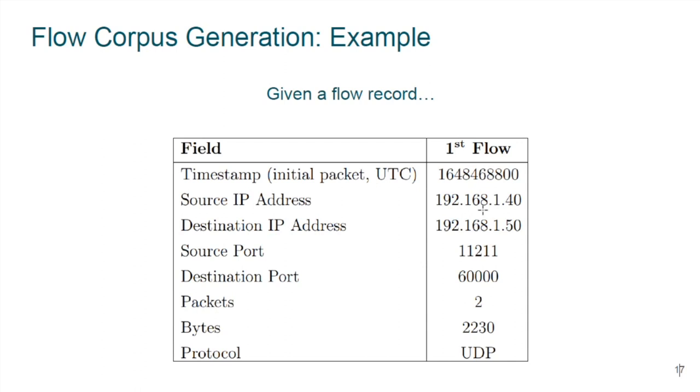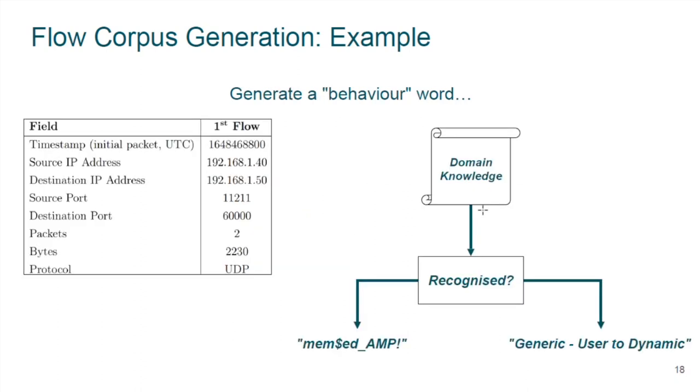To illustrate how this is done, consider this flow record. We have timestamps, source IP address, destination IP address, and so on, and number of packets, total number of bytes, and the protocol.